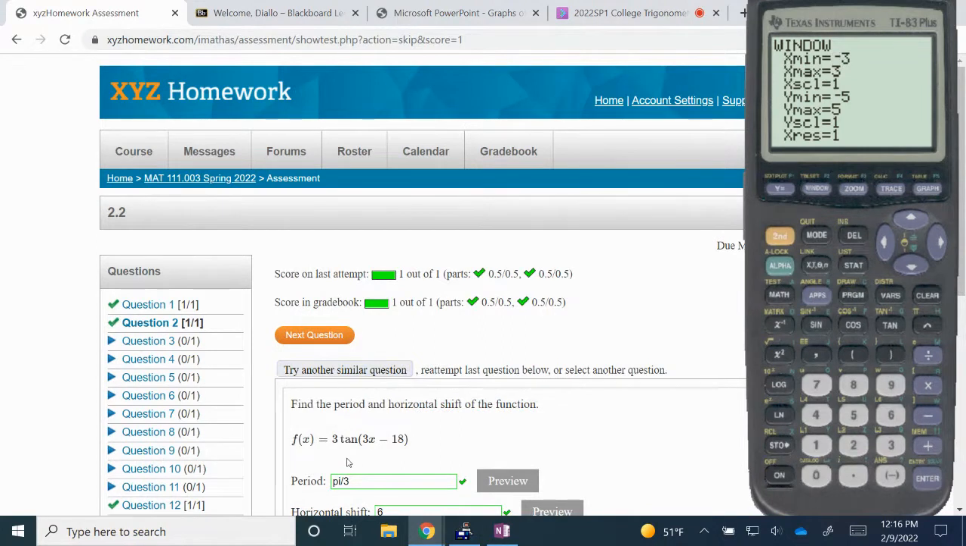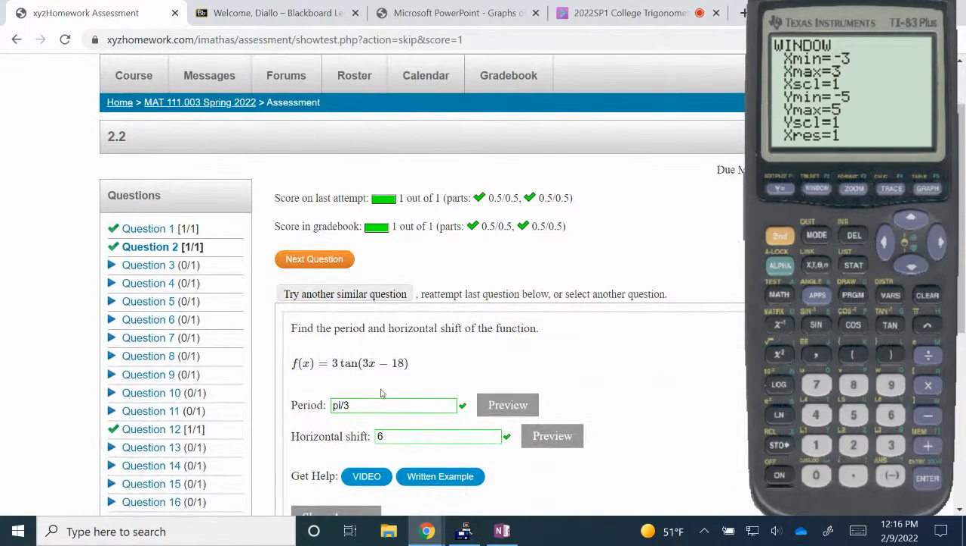All right, so just keep in mind that the tangent and the cotangent have a different function for the period than the other 4 trig functions.